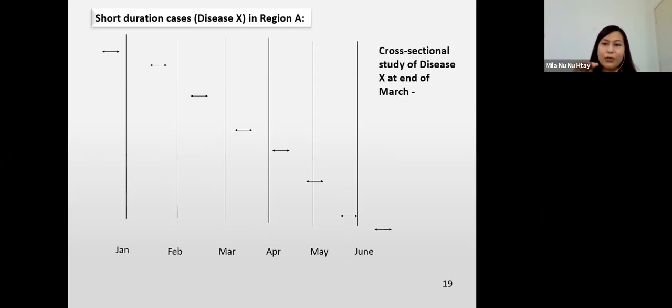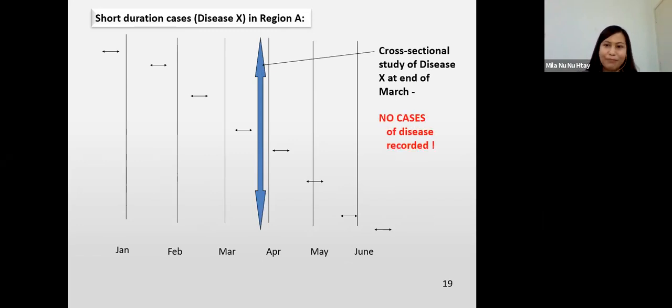And the researchers would like to conduct a cross-sectional study at the end of March. Can the researcher capture any case, or no? So that's why we need to be aware that it is more suitable to collect data about longer duration illnesses. Because if the duration is shorter, sometimes we might miss a lot of cases in our study.